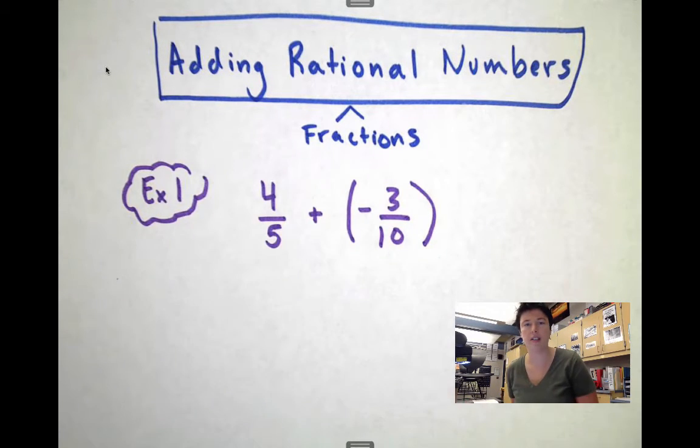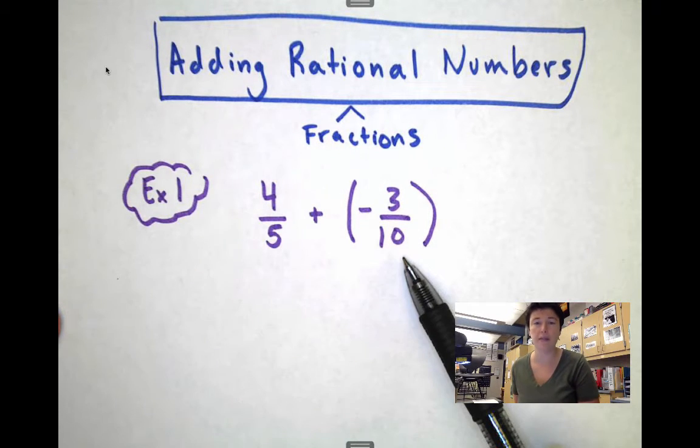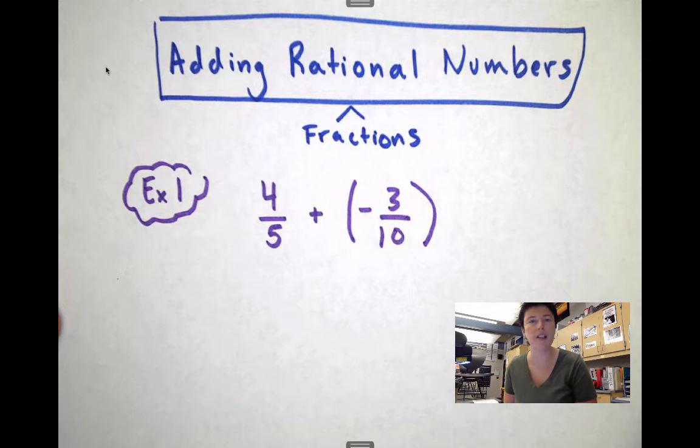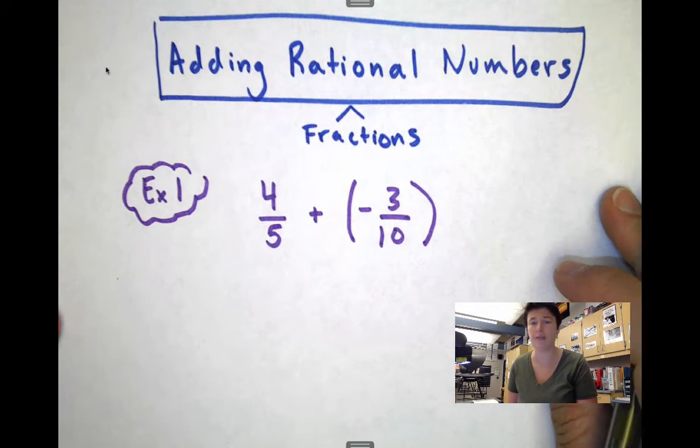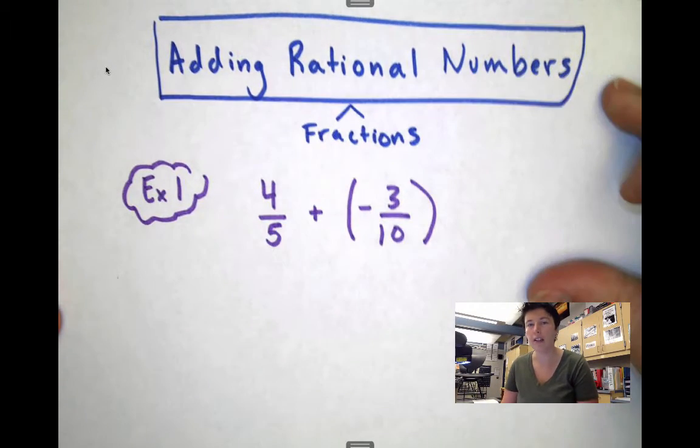So here is our first problem, example 1. We want to add together 4/5 plus a negative 3/10. Feel free to pause the video if I go too fast and you need to write some of this down, but I'm going to start flying through this. So 4/5 plus negative 3/10. Here's kind of my thoughts.